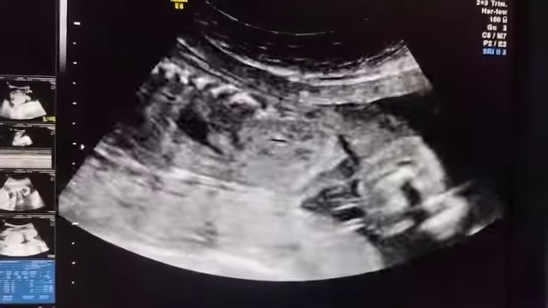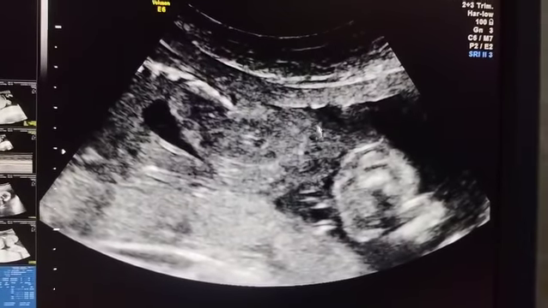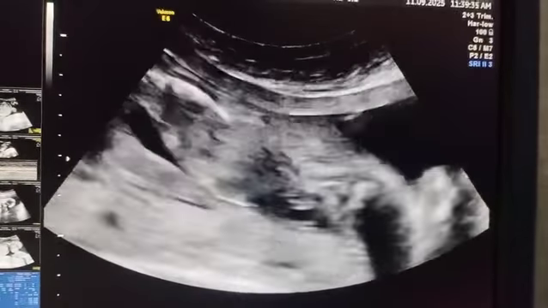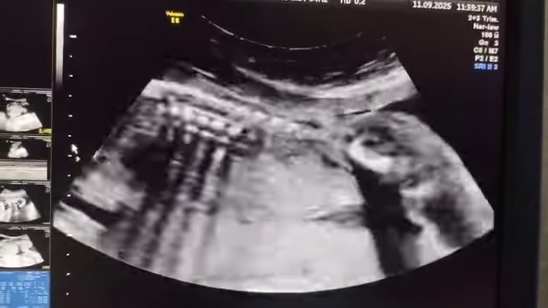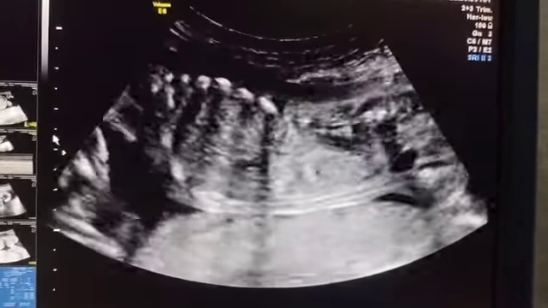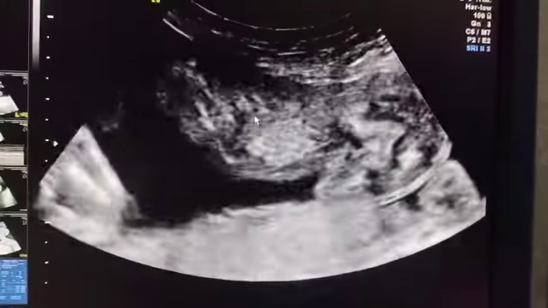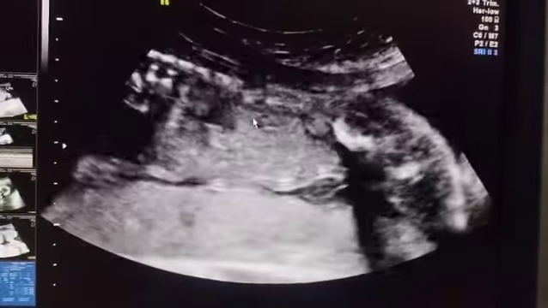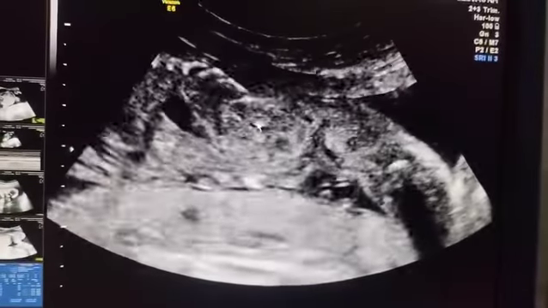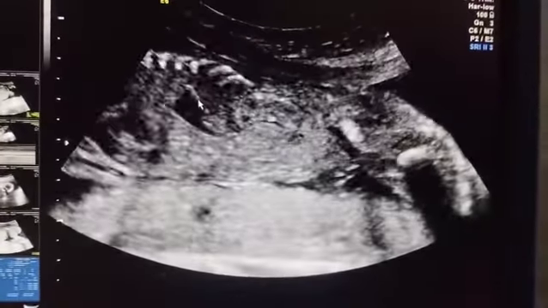This is in the sagittal plane. We can see the kidneys here. That's on the left side, the stomach bubble is seen. Whereas on the right side, we don't see renal echoes here. So it is a unilateral kidney, which is slightly larger.